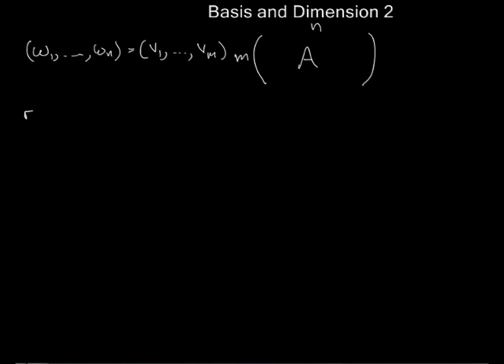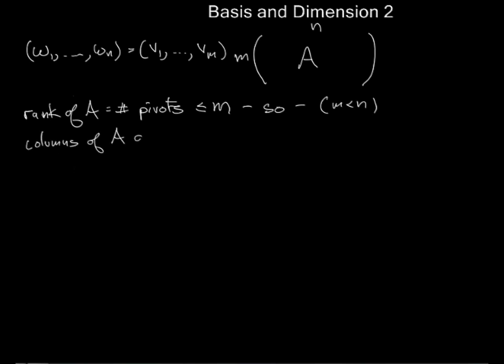Okay, so we have this equation here, and what's the rank of this matrix A? Well, remember that's the number of pivots, which of course is less than or equal to the number of rows. And since n is bigger than that, it must be that the columns of A are not linearly independent, since n is bigger than m.